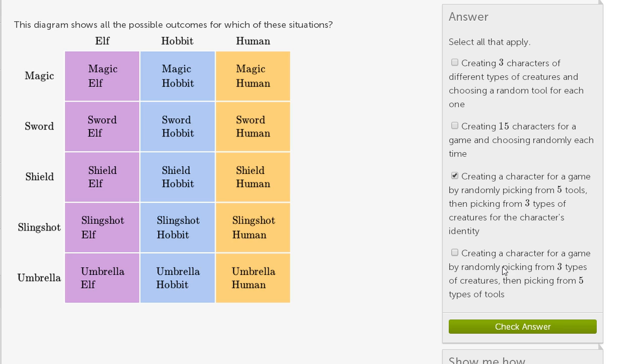Creating a character for a game by randomly picking from 3 types of creatures, right? So there's 3 outcomes there, or 3 situations, 3 possibilities. Then picking from 5 types of tools. Sure, 3 times 5, 15 outcomes. So that one seems to apply as well.